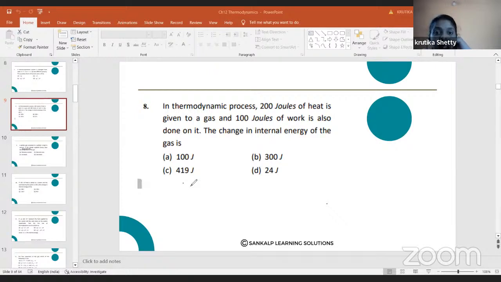Deepti, how it will be? 200 minus 100, that is nothing but 100 joules. Simple question it is. This is option A. Let us go for the next question.